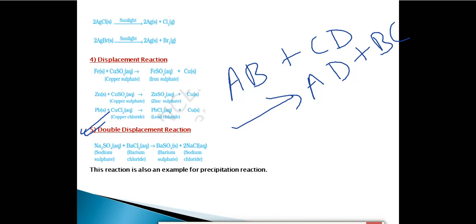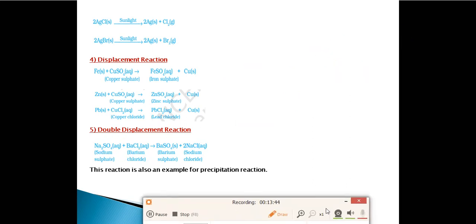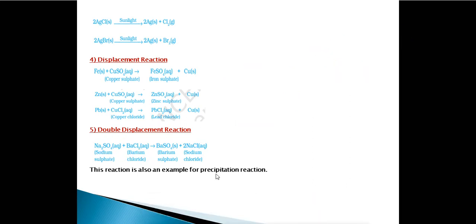So you can see an example over there. Sodium sulfate, Na2SO4, is reacting with barium chloride, BaCl2, and the product you are getting is BaSO4. Barium will combine with sulfate, BaSO4 will be formed, and sodium will combine with chlorine to form NaCl. So the ions are exchanging their places. Both barium and sodium are exchanging their places to form the new products.